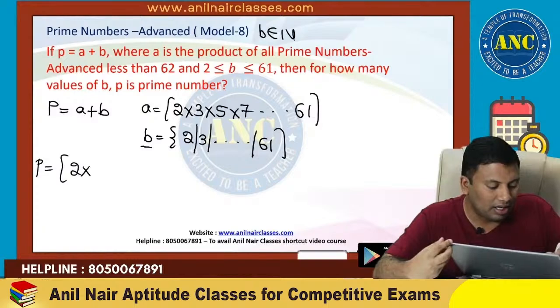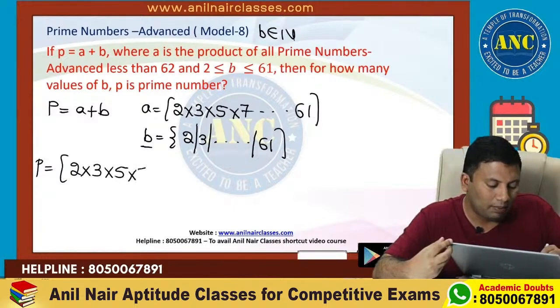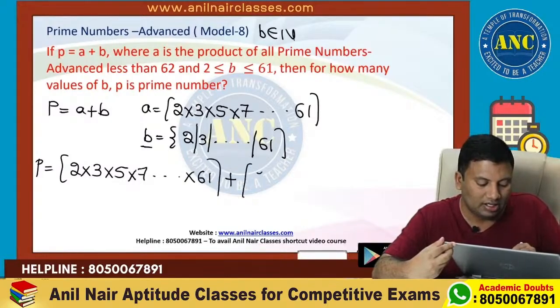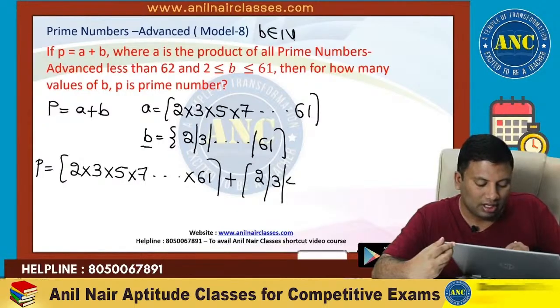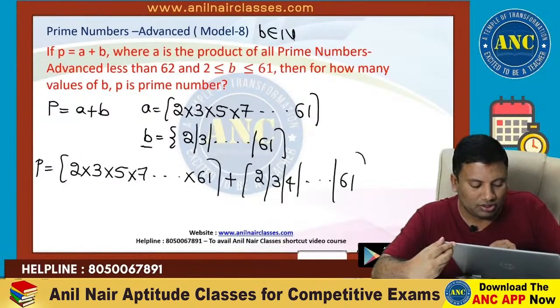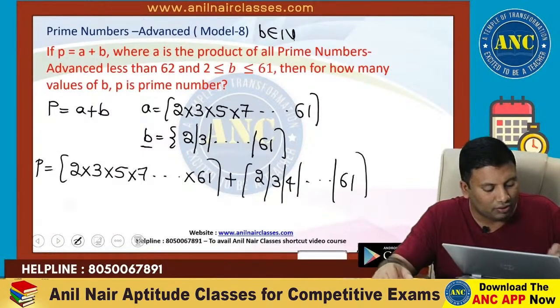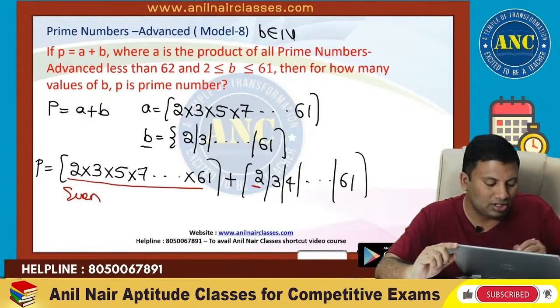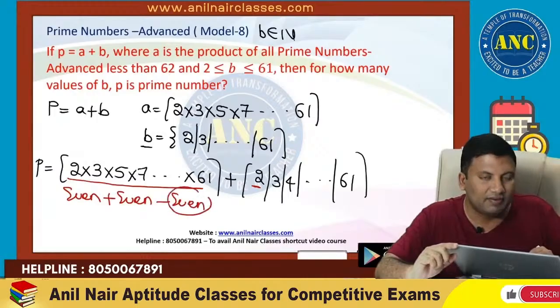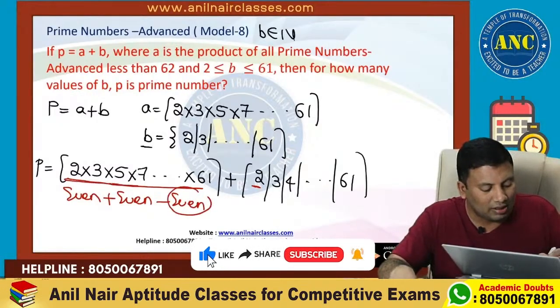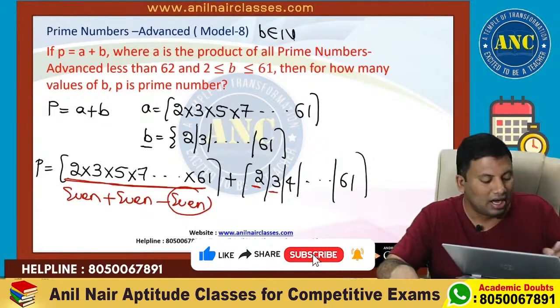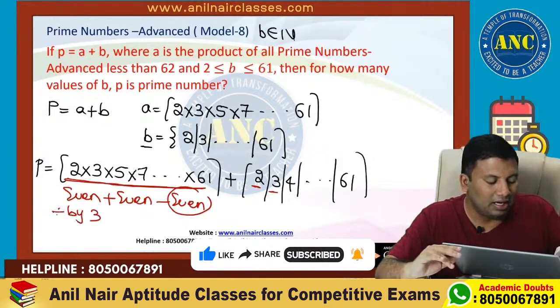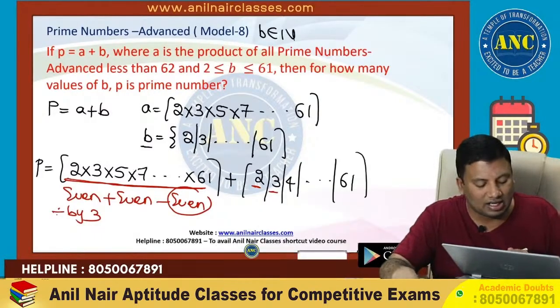Let me write down A. A is the product of all prime numbers less than 62, so till 61, plus B, which is either 2 or 3 or 4 and goes on up to 61. Very, very good question. Now if you think logically, this is multiplied by 2, an even number. This is 2, an even number. Even plus even is an even number. Are you with me? These are multiplied by 3, so the answer will be a multiple of 3. Any multiple of 3 other than 3 is a composite number.